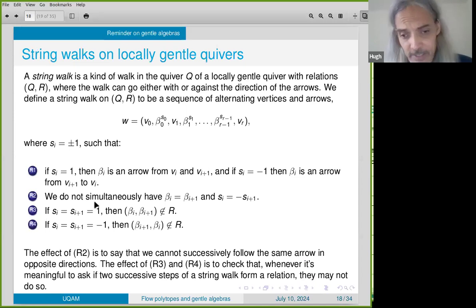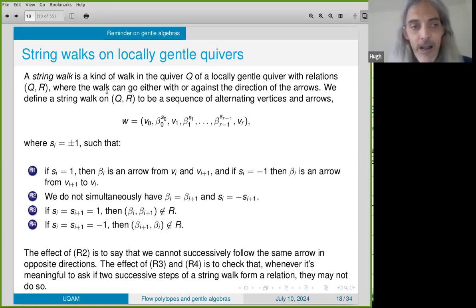So this is probably the most technical slide of my talk. It's not so important to really fully grasp what's going on here. The point of this slide is just that I'm defining a certain kind of walk in the quiver, and then we're going to use that. To each string walk, which I'm not really going to define, there is an indecomposable representation that corresponds to it. So a string walk is specifically a walk in the quiver. We assume the quiver is locally gentle.